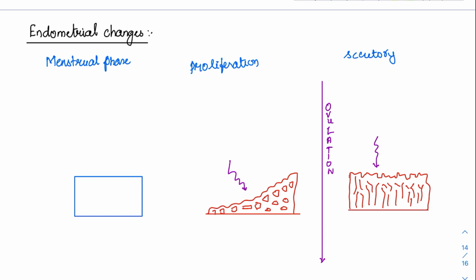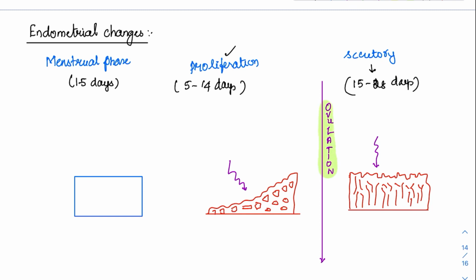As for the duration, days 1 to 5 is the menstruation. Then, in a normal 28-day cycle, days 5 to 14 is when proliferation is going to happen. Then the secretory phase lasts from 15 to 28 days. On the 14th day, there is an important event which happens, that is ovulation. So this is the entire cycle. The cycle starts with endometrial shedding. Then during proliferation, the endometrium proliferates and attains a special thickness, that is the endometrial phase.